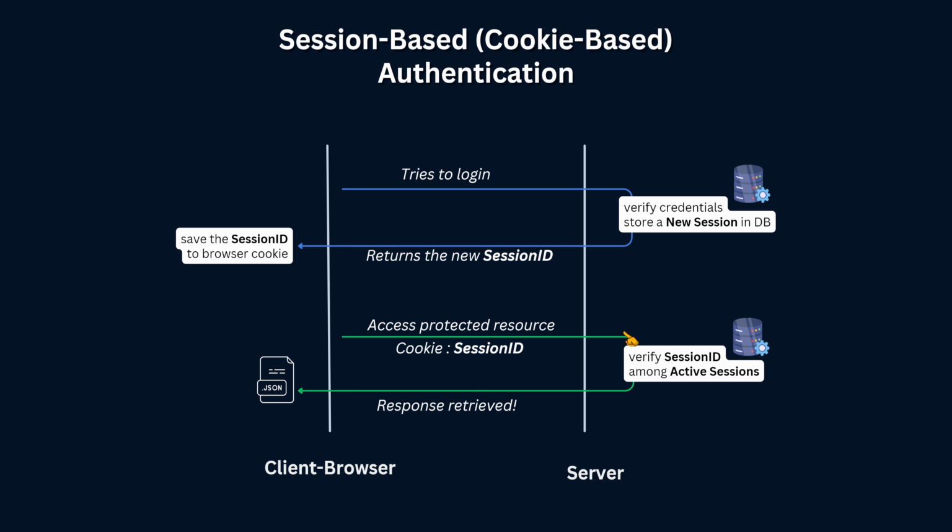Then inside the server side, before the request reaches its destination, the in-between authentication middleware will verify whether this session ID is present among active sessions. While considering active sessions, the expired sessions will be ignored. If this verification is successful, the request will reach its destination and the proper response will be sent back to the client side. So that's how session-based or cookie-based authentication works.